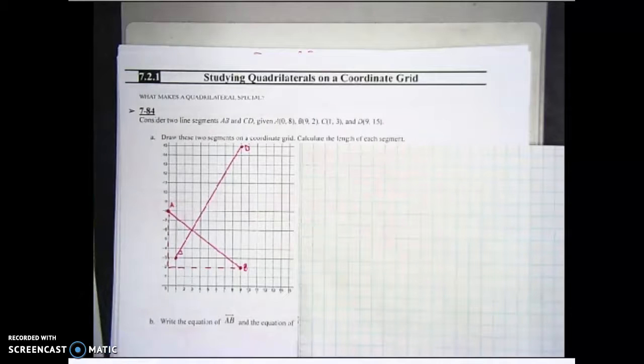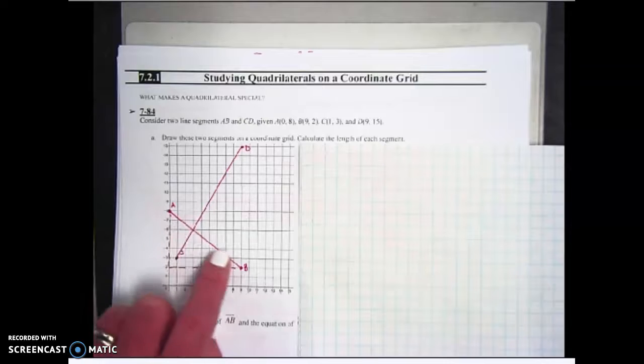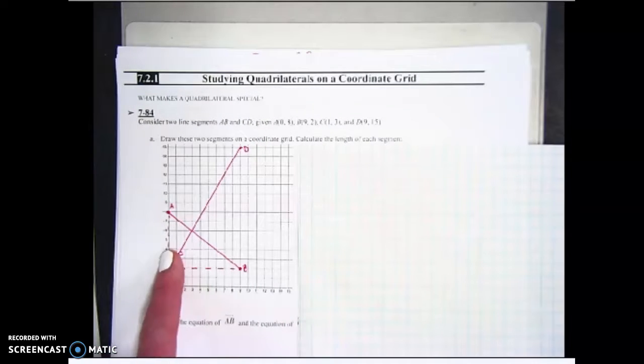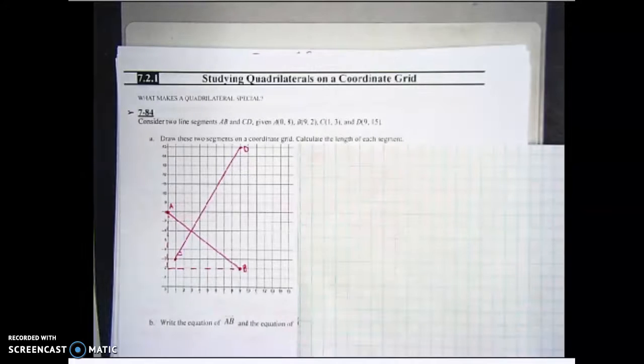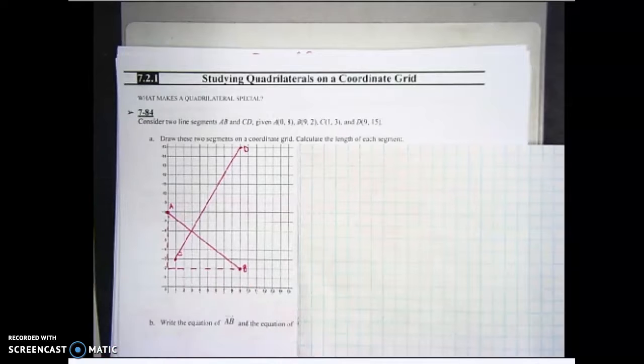On the right side of the paper, they want you to find the length of AB, and then they want you to find the length of CD. But unfortunately, AB is slanted and CD is slanted. So you can't just count how many units like you could if it was straight up and down or straight right to left. If it's a horizontal line or a vertical line, you could just count. But since they're slanted, you can't.